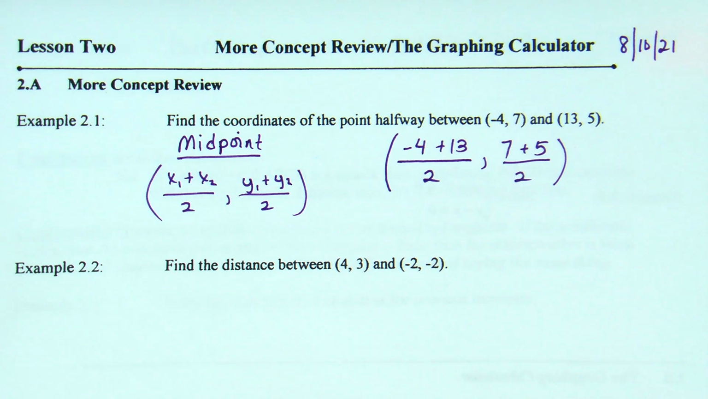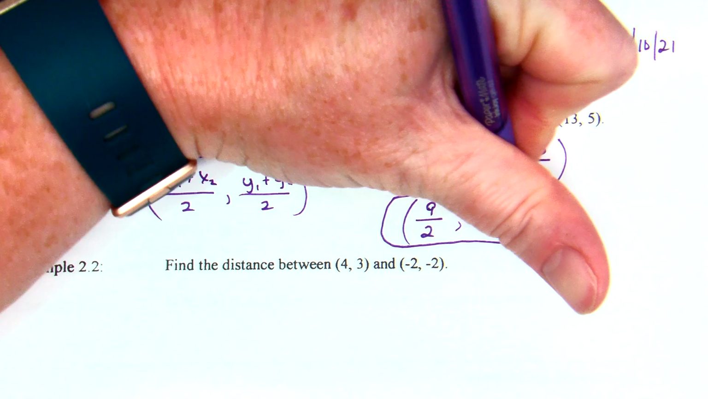-4 plus 13 is 9. 9 divided by 2 in my book is 9/2. You can say 4.5. Well, we don't usually do a lot with mixed numbers, but you could say 4.5. 7 plus 5 divided by 2? 12 divided by 2 is 6. So I would leave this answer as 9/2, comma 6. 4.5, comma 6 is acceptable also.